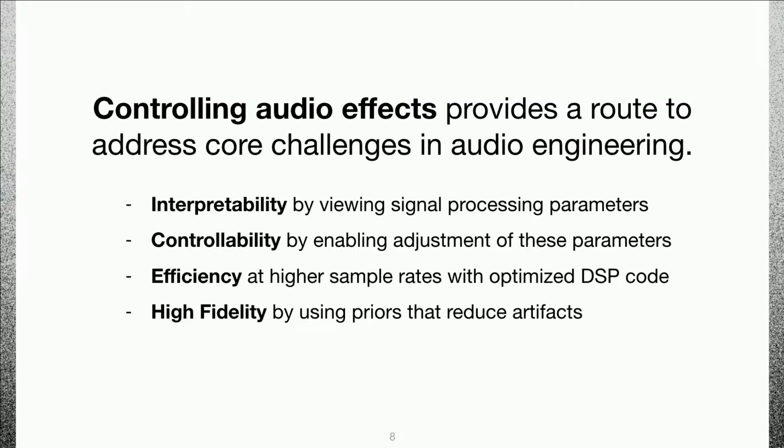DSP tends to be really efficient because we've optimized it and made it really, really fast. And so neural networks are often very slow. And even though they run really fast on GPUs, in an audio context, we often want CPU inference. So efficiency is another big thing that DDSP can help us get around. And then high fidelity is also really nice because DSP, once again, has understood artifacts and can be used to reduce the artifacts of traditional neural networks. So that's kind of the main benefits of DDSP.